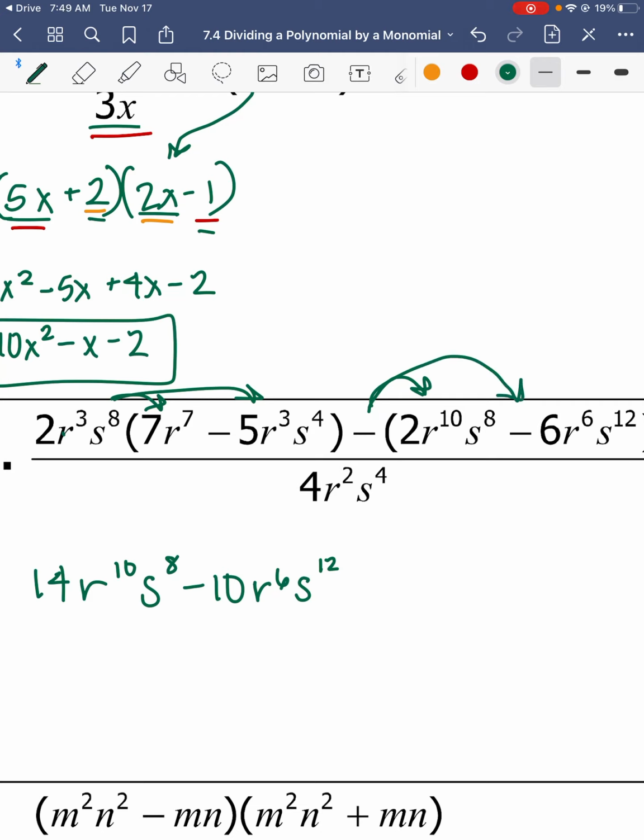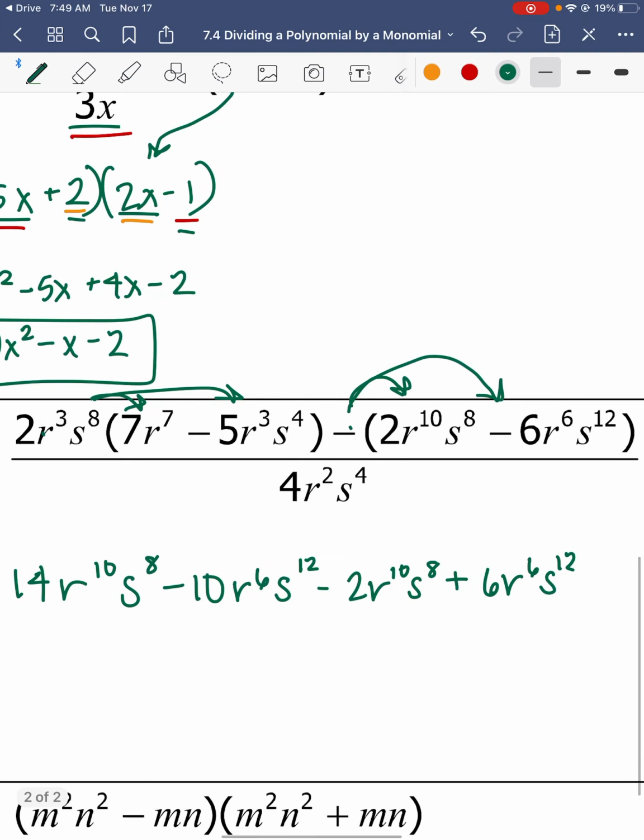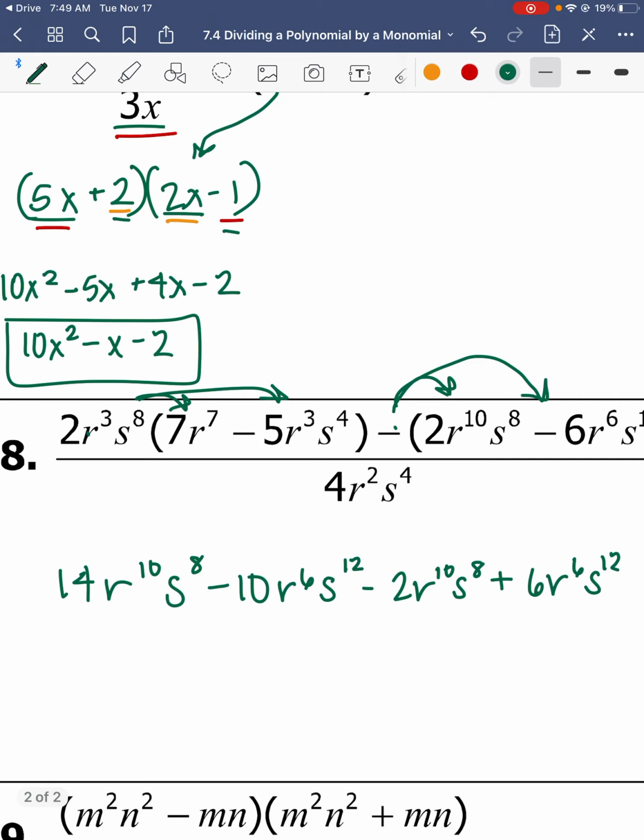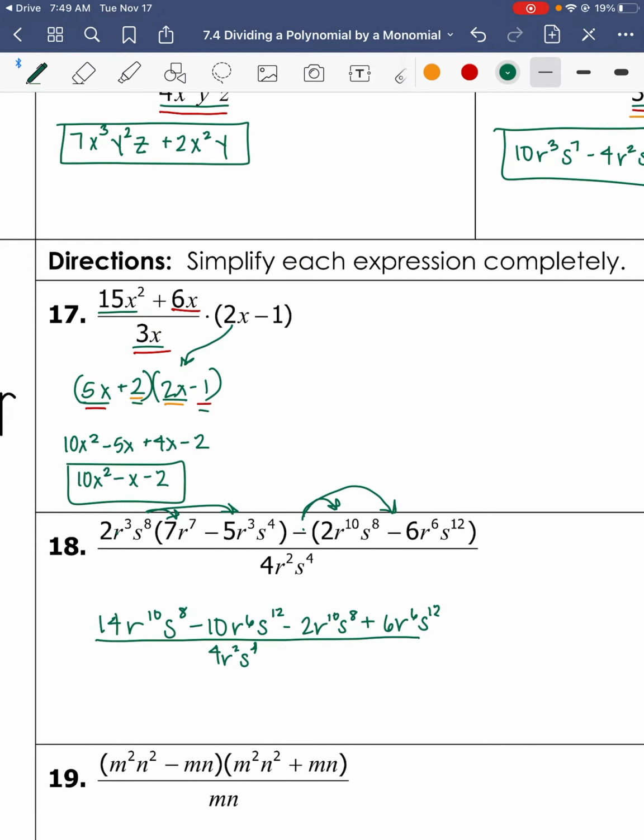Okay, and now I want to distribute this subtraction symbol among the second one here. So minus 2r to the 10th, s to the 8th, and then the subtraction will give us a plus 6r to the 6th, s to the 12th. And I believe that is all of it. And then all of that over 4r squared s to the 4th.